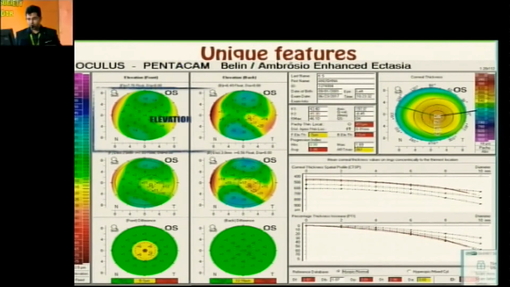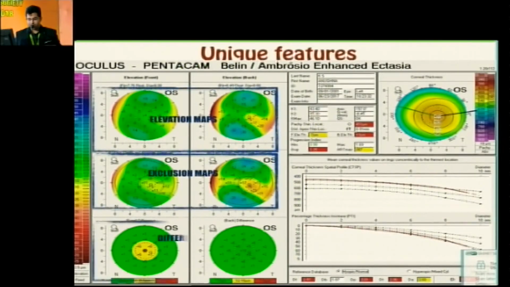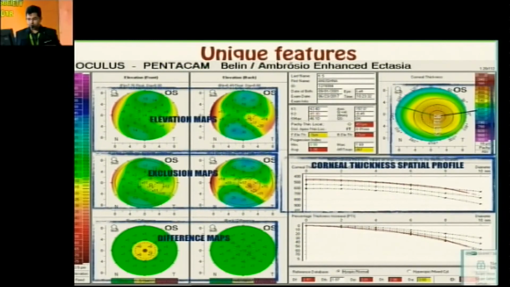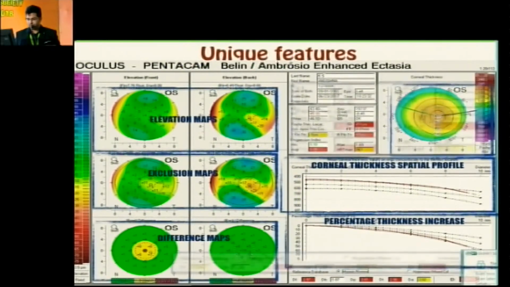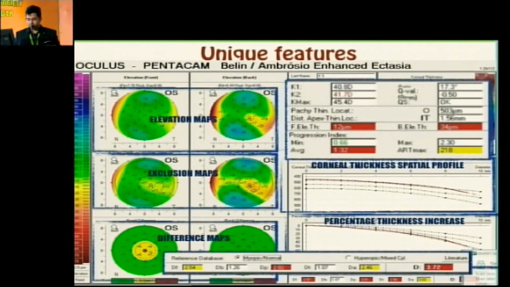And so we have the elevation map in the BAD-D display, we have the exclusion map, and then we have this difference map. So you can see here there is a front elevation that has been picked up which might have been missed otherwise. Then we have the corneal thickness spatial profile, which tells us how the thickness of the cornea varies at different zones. The percentage thickness increase shows how the thickness is increasing from the center to the peripheries. And then we have these boxes, which I'll just talk about.